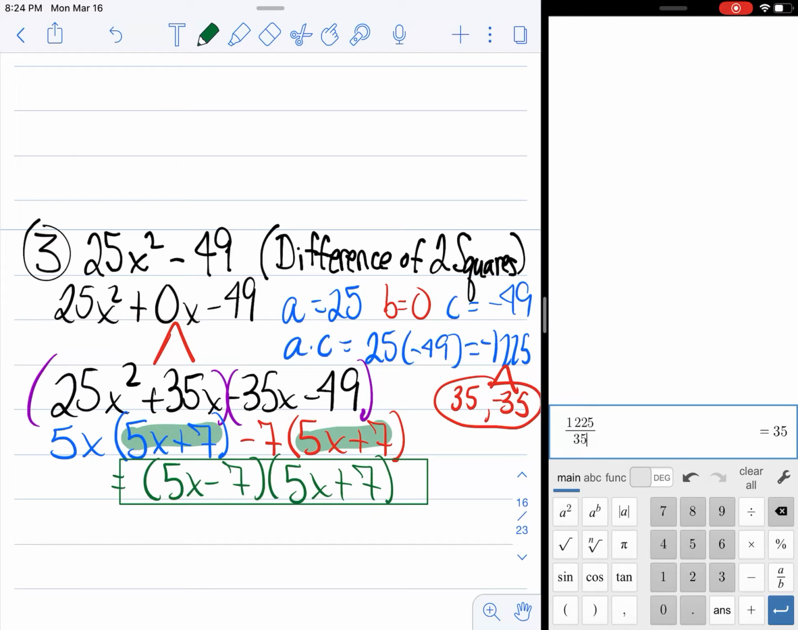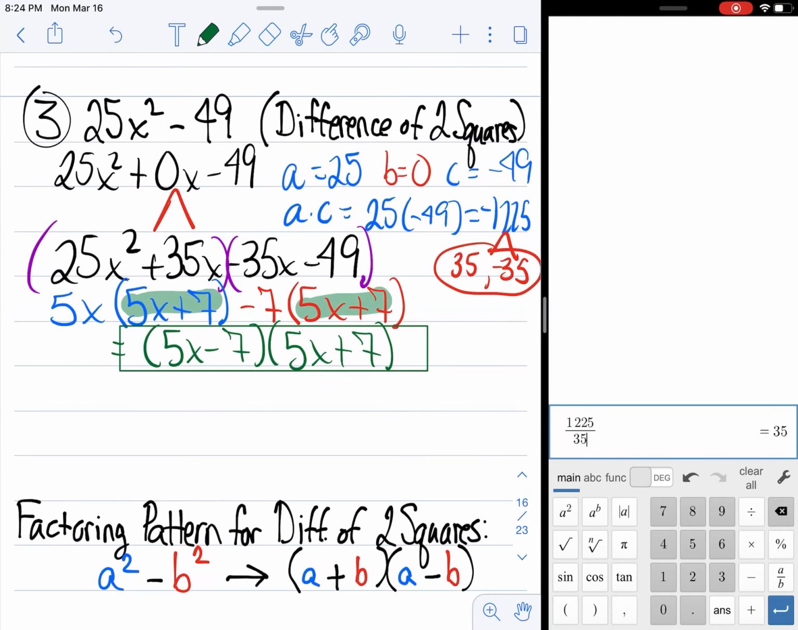A difference of two squares. Remember, a minus b times a plus b. There is a factoring pattern for this. We have certain patterns for these special cases. I'm going to show it to you. It's right here underneath problem number 3.